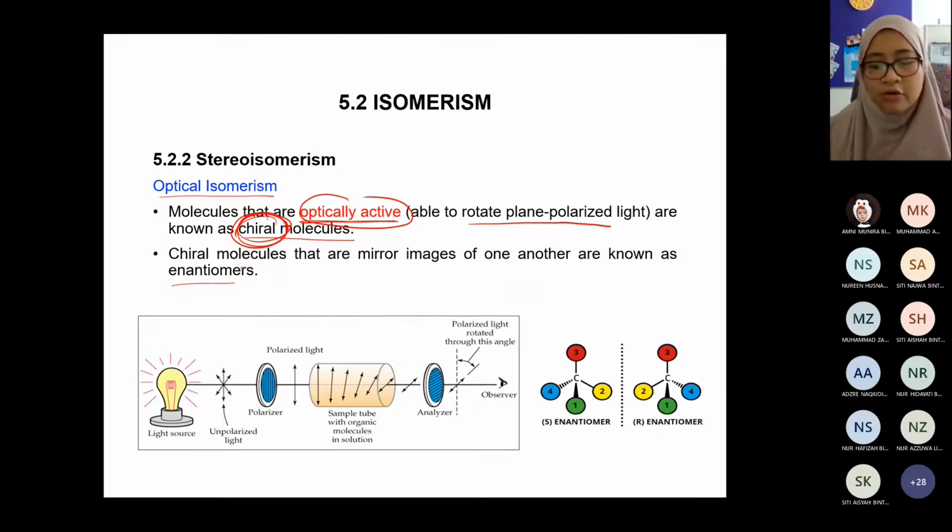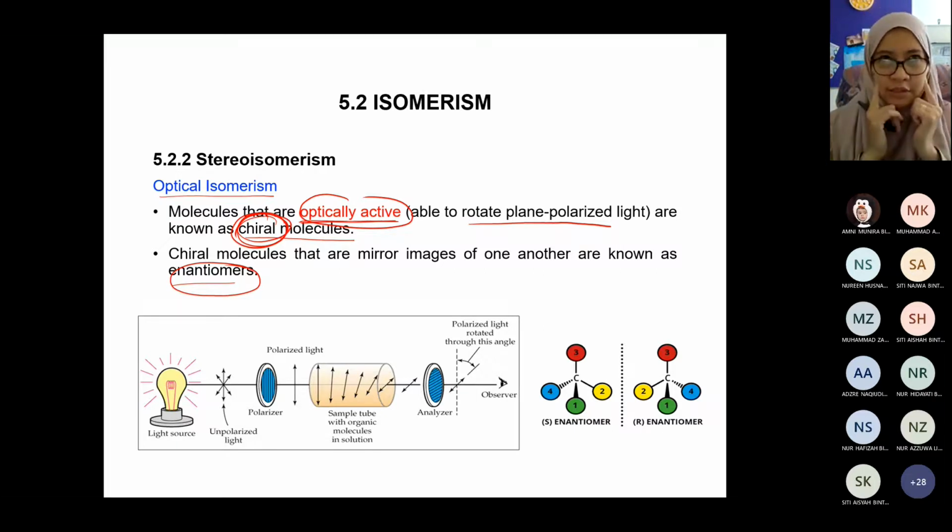So chiral molecule, okay, if the molecule is chiral, that means it will have optical isomerism. That means it will have isomers. Okay, the isomers are known as enantiomers. It has its own name. Like geometrical isomers just now, the isomers are known as cis, and cis is isomer to trans. That's the name of the isomerism. But for this one, the name of the isomers is known as enantiomers.